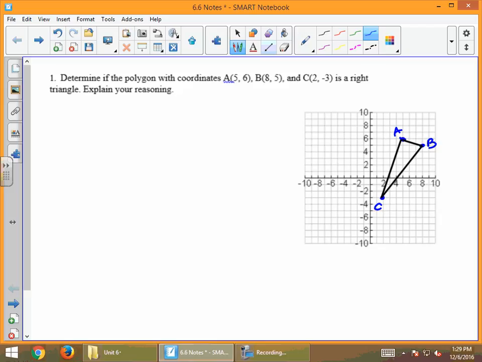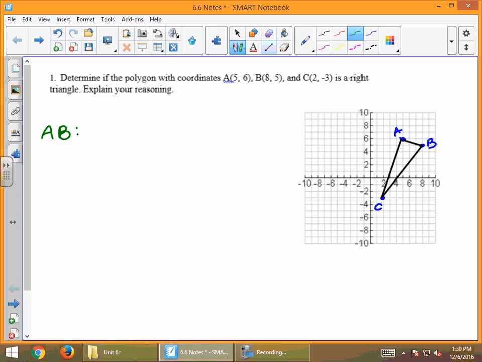We talked about perpendicular lines last week and on your quiz. What do we look at to determine if two lines are perpendicular? Their slope. Very good. So we have to find the slopes of all three sides of this triangle to determine if we have two lines that are perpendicular, so we have a right angle. Pick any side, it doesn't matter. AB, AC, CB, which one would we find first? AB. We're going to find AB first.